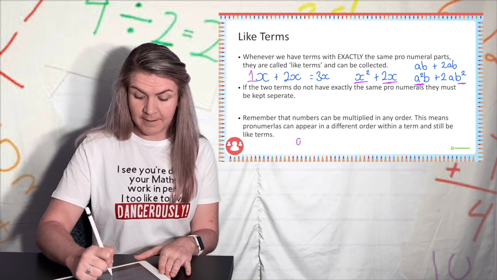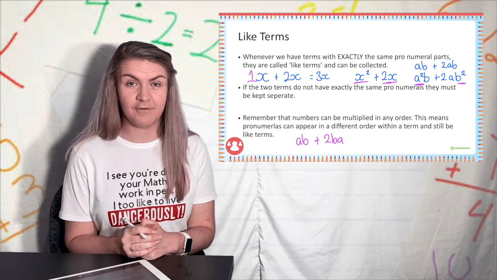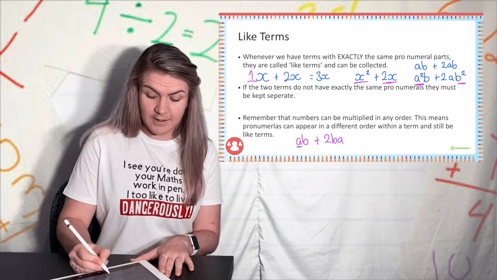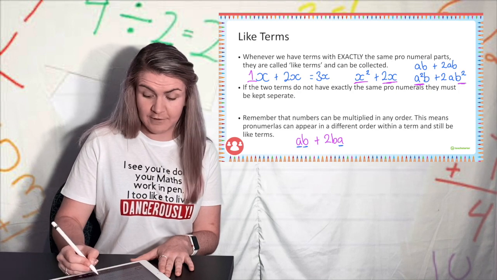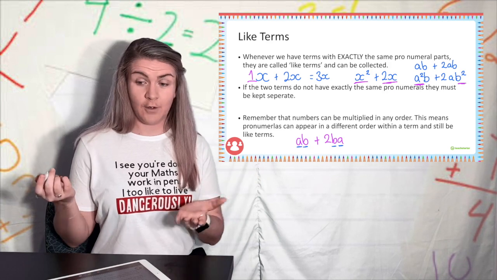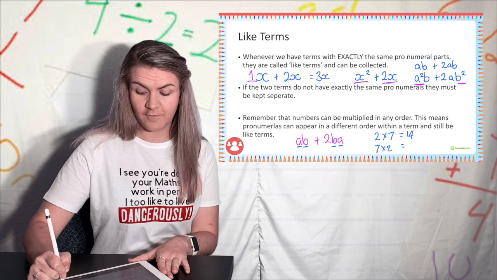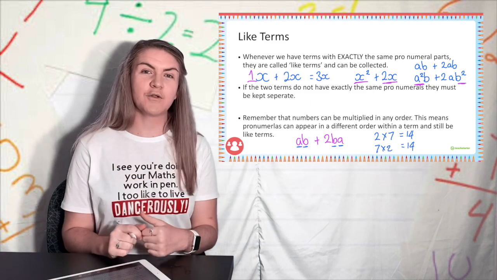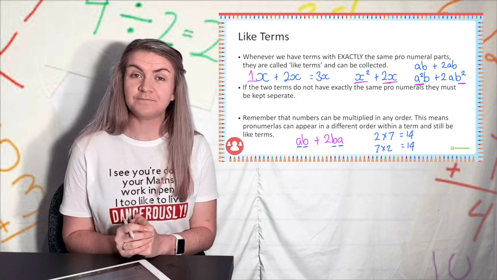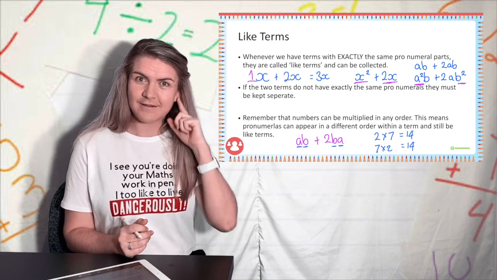Let's say I had AB plus 2BA. I can actually simplify that because the pronumerals are actually the same. I've got an A just by itself and a B just by itself, and over here I've got an A by itself and a B by itself. Yes, they're in the wrong order, but we know that we can multiply in any order. For example, 2 times 7 equals 14, and 7 times 2 equals 14. So changing the order of a multiplication doesn't change the answer. So this means the only exception to the rule is that our letters can be in the wrong order, except it still has to be the same letters.